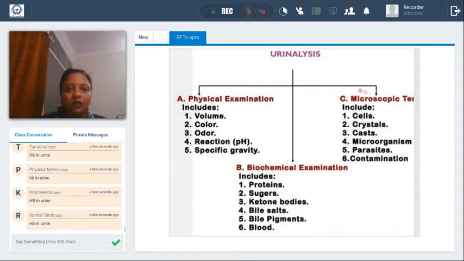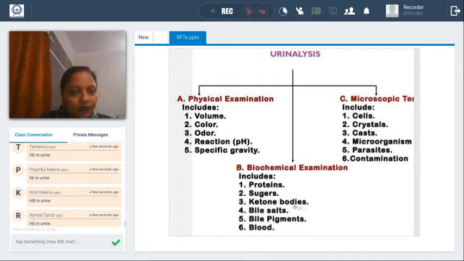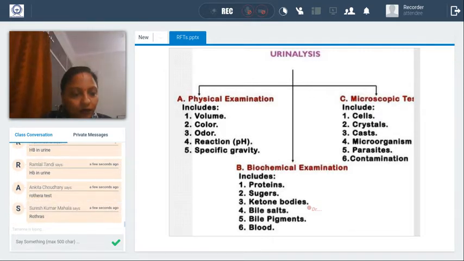This is the tabular chart reflecting urine analysis: physical examination, volume, color, odor, reaction that is pH, specific gravity. Next is biochemical: protein, sugar, ketone bodies, bile salt. You all know, what is the diagnostic biochemical test for ketone bodies? Please write in the box. What is the biochemical diagnostic test for ketone bodies in the urine? Rothera's test. Yes, very good.